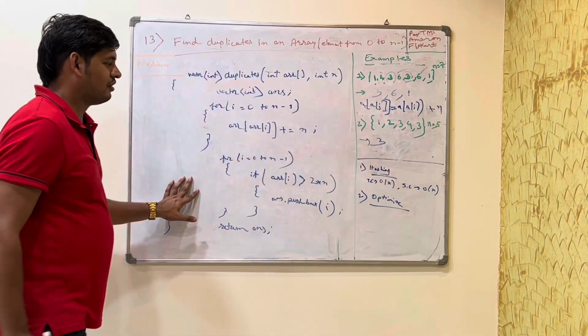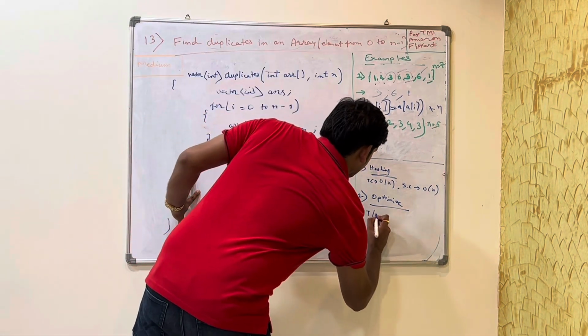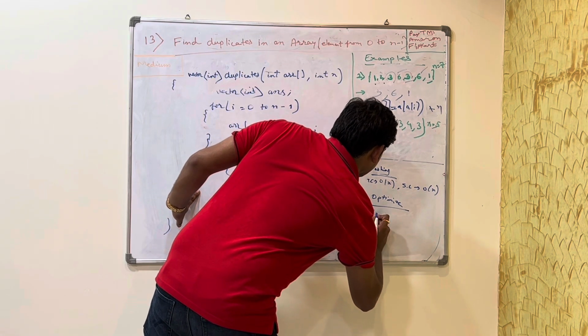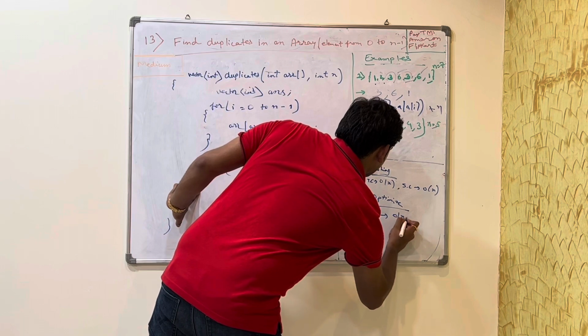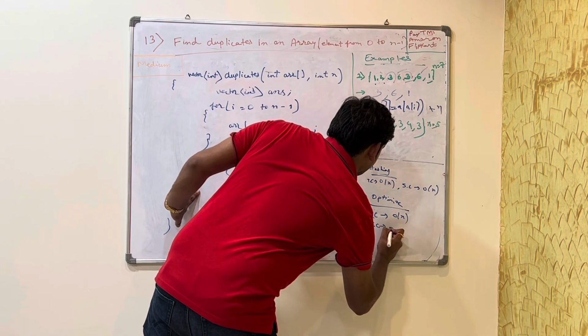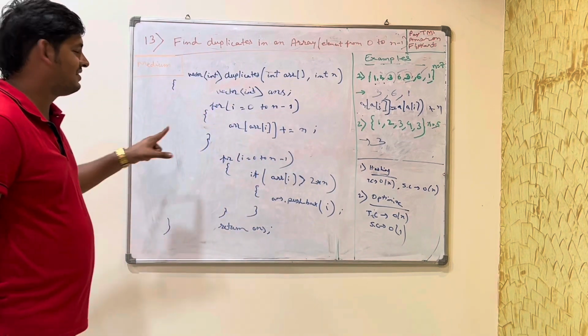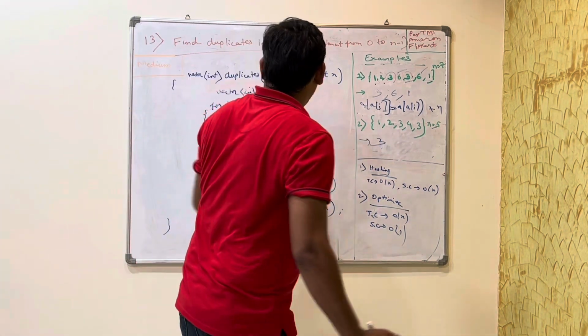This approach solves it in order of n, and the space is also order of, not n, order of 1. Right? Let's try to run this example for this code.